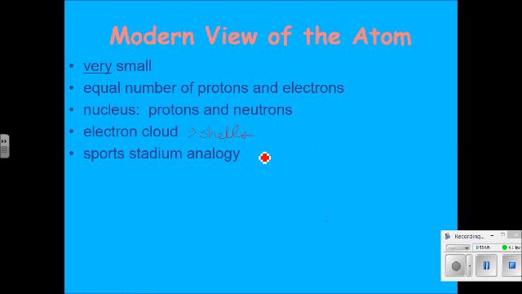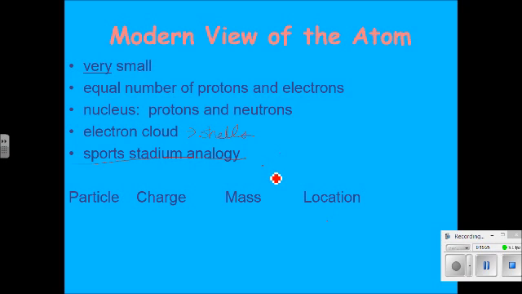Again, I use a school analogy, but if you want to talk about a sports stadium analogy, in the center you have your nucleus. It might be like a golf ball, and the electrons would be flying around on the outside. So it's mostly empty space, and all the mass is located in the center.